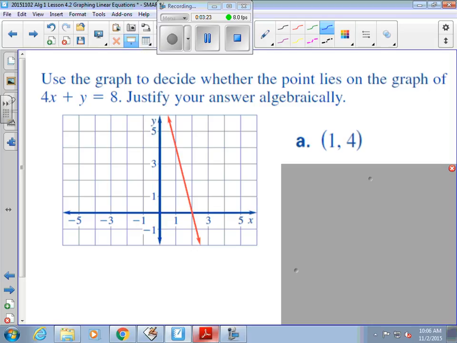On the back, everybody, let's do this one. You don't have to copy this graph down. Just see it as you look at it. Check this first point, 4x plus y equals 8. Check the point (1, 4), and see graphically if it works. And then it says justify your answer algebraically. So algebraically plug them in and see if the statement is true or false. Take about 20 seconds to do that.